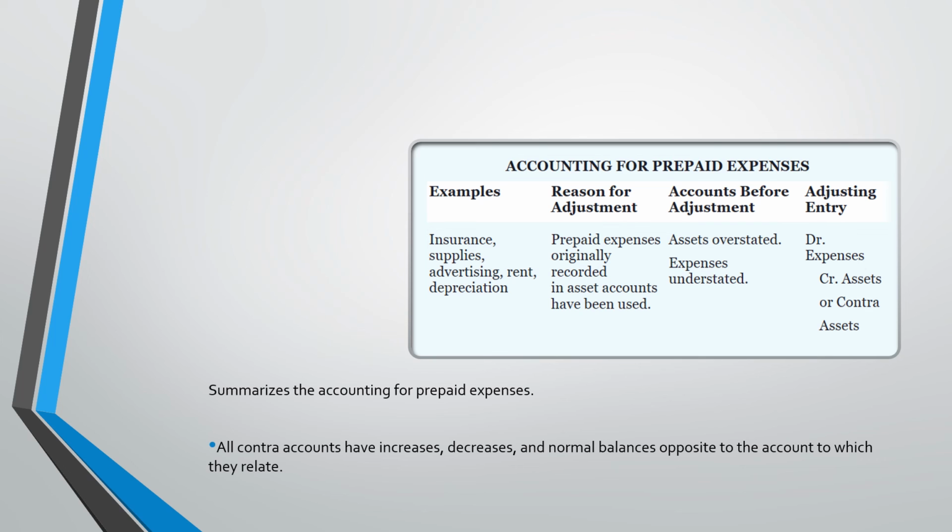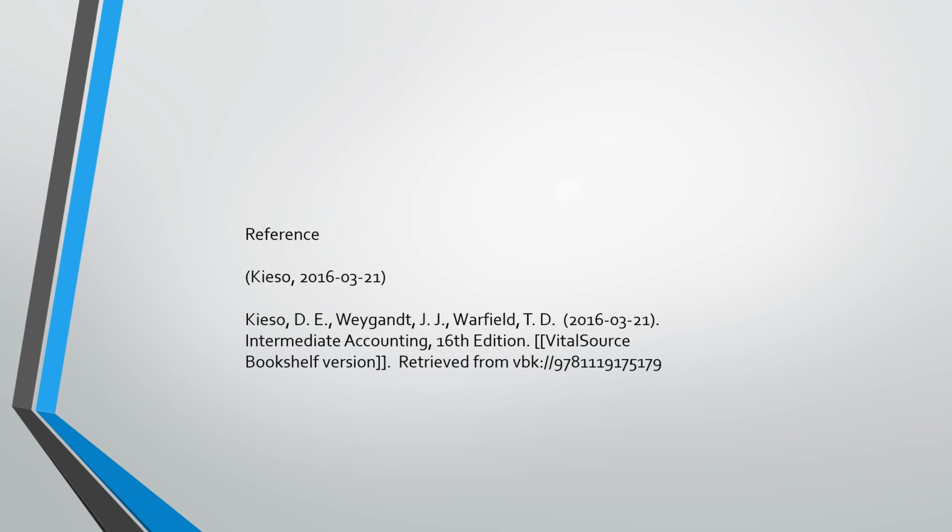For the accounting for adjustments, assets are overstated and expenses are understated. So that's why we have to do that. And then the adjusting entries: on the expense side, the normal entry would be a debit, and on the asset side a credit, and then our contra asset accounts. Just a quick note, basically all contra accounts have an increase, decrease, or normal balance opposite to the account to which they are related.